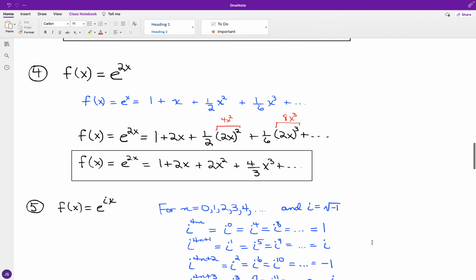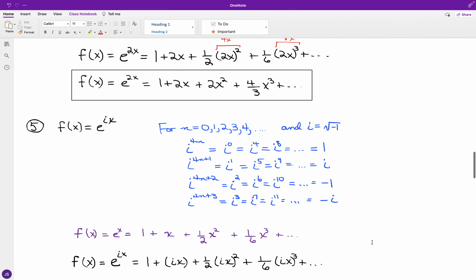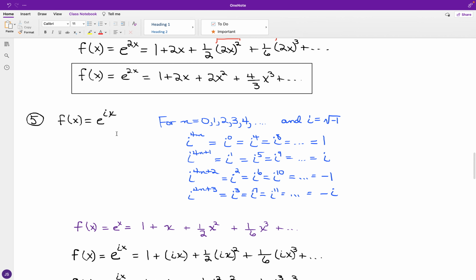And let's say we have complex numbers, say e to the ix, and let's say we have whole number powers n equal to 0, 1, 2, 3, 4, and where i is equal to the square root of -1. For i to the 4n, this would be i to the 0, i to the 4th, i to the 8th, and any non-zero value raised to the 0 power is equal to 1. And for i to the 4n plus 1, this would consist of i to the 1st, i to the 5th, i to the 9th, and that will lead to i.